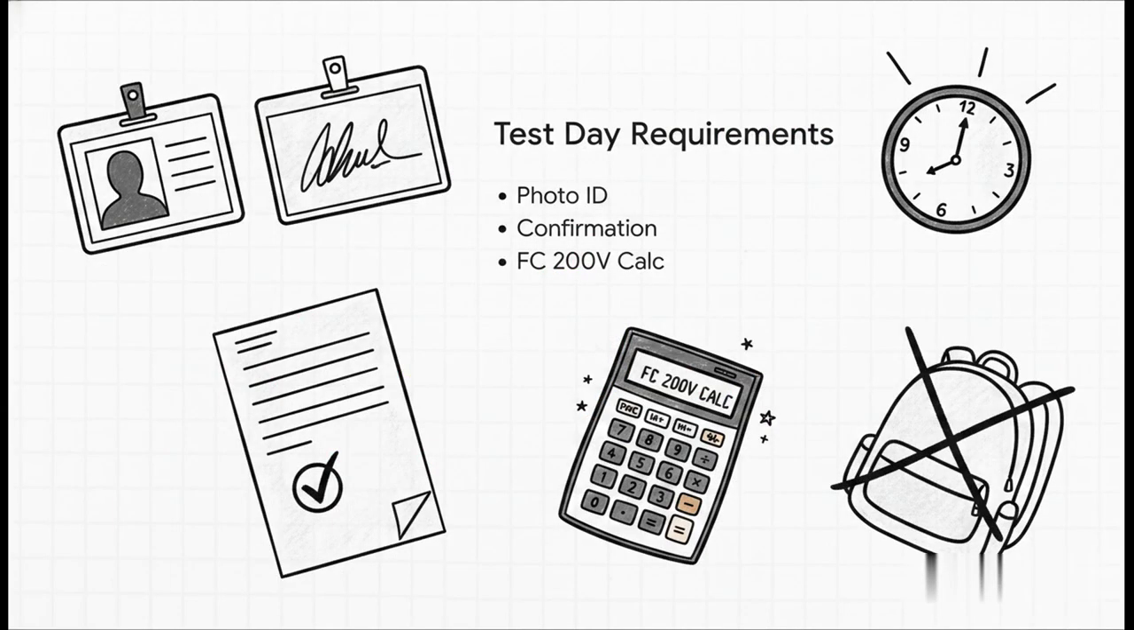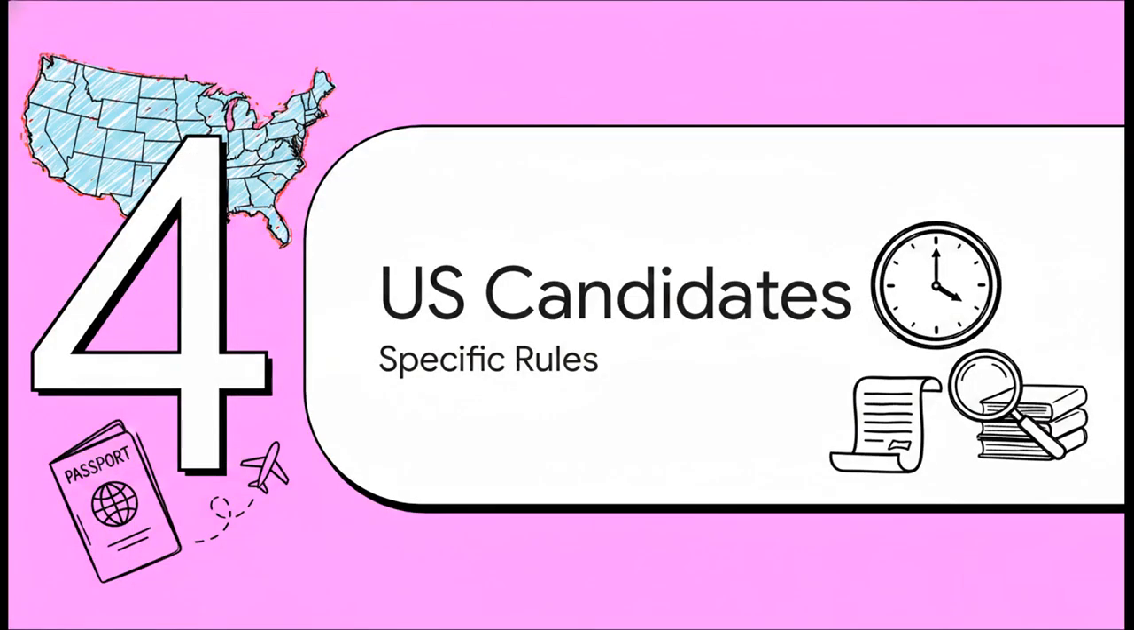When test day finally rolls around, make sure you're prepared. You need to bring a primary photo ID and a secondary ID with your signature. Arrive 30 minutes early, and remember this crucial detail. Only the Casio FC200V calculator is allowed in the room. No exceptions. Okay, let's talk about part 4, rules for U.S.